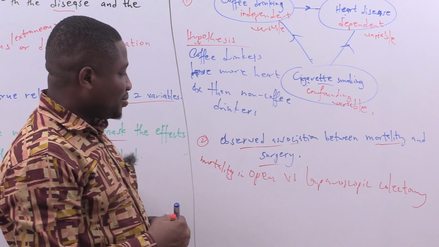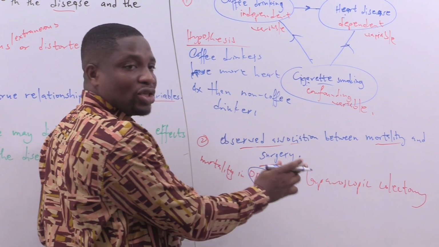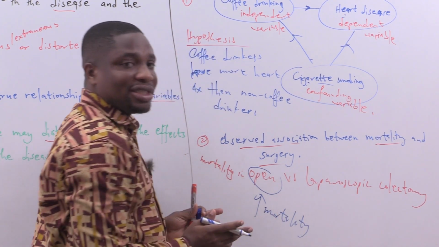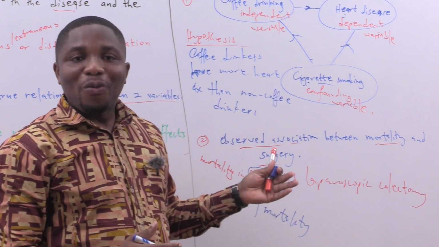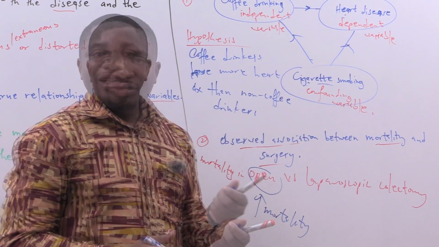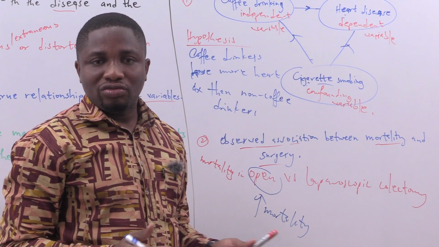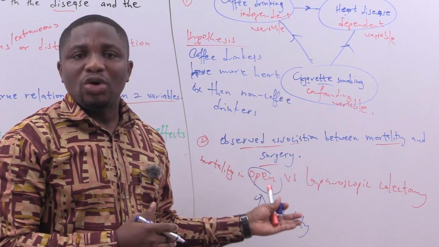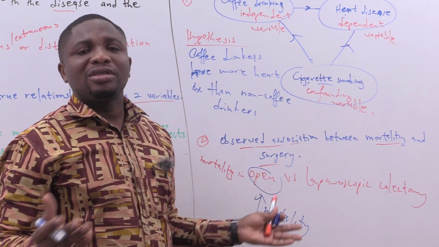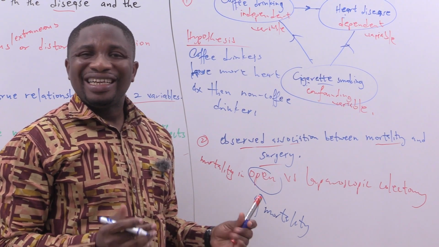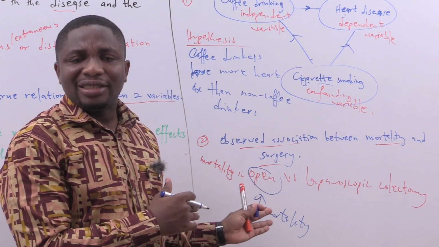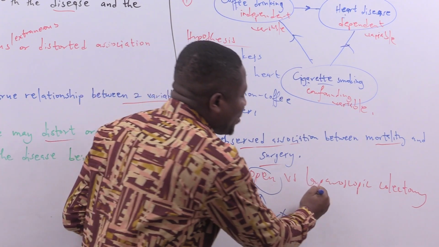But if you look at this very well, it is obvious that those who have open colectomy tend to have a high mortality rate. And what is the reason? It means those who are having the open colectomy are those patients that were severely ill with a perforated bowel. That is why they are having the emergency open colectomy, unlike those with the laparoscopic colectomy, who were not severely ill. So in that case, we'll say that there is a third factor that is influencing the mortality rate in those who had open colectomy and those who had laparoscopic colectomy.